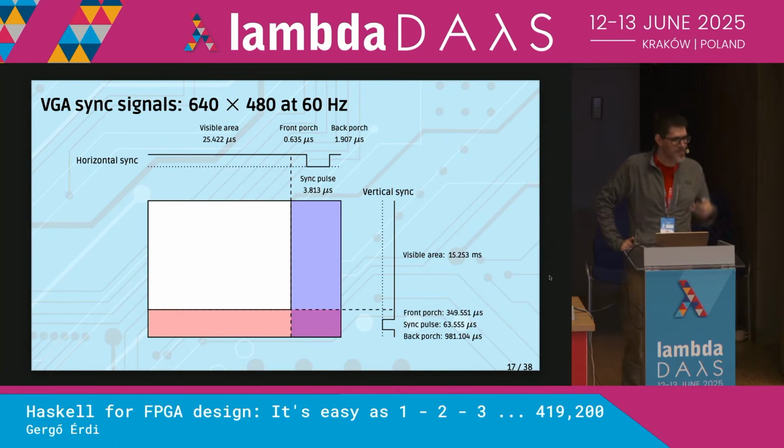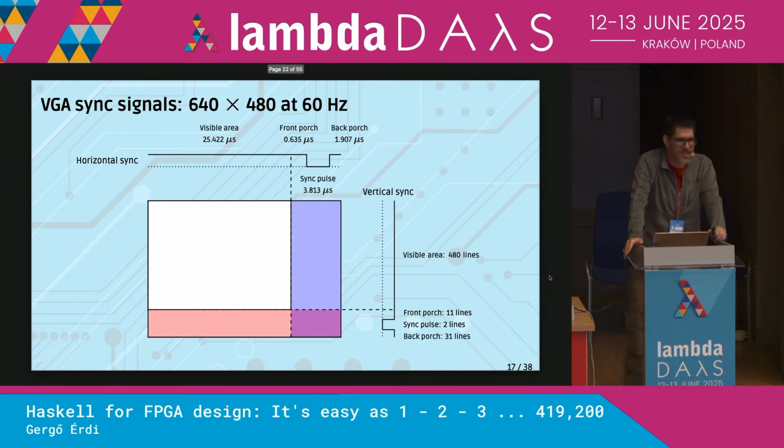So we look it up and we find that, for example, the visible area is 25.422 microseconds. So you need to keep time for that long to know that you're in the visible part. And of course, you will want to subdivide that to know where exactly you are. And that sounds tricky. How do you keep time for 25.422 microseconds? Where does that even come from? And vertical is the same. You want to wait for 15.253 milliseconds.